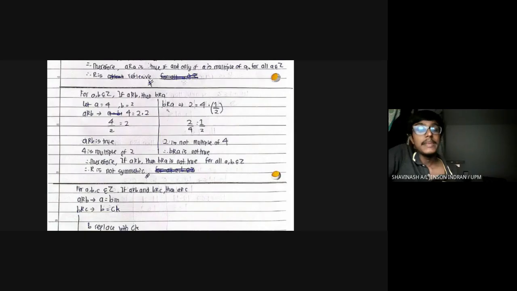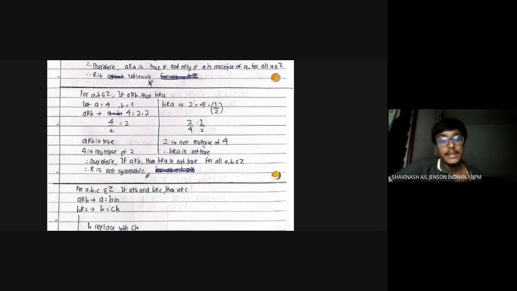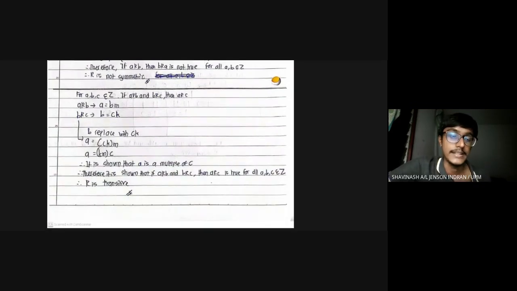But for B R A, if we divide 2 by 4, we will get 1 over 2. It's a rational number, not a whole number. So that means 2 is not a multiple of 4, so B R A is not true. Since B R A is not true while A R B is true, it's not symmetric. Every time you write this, you need to write the final conclusion and state whether it's symmetric or not.